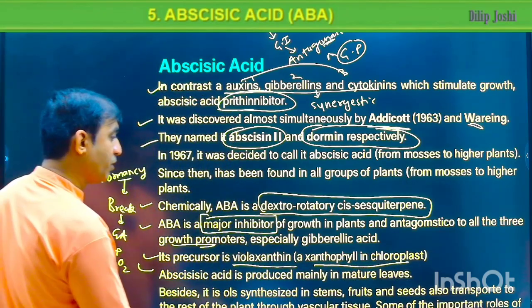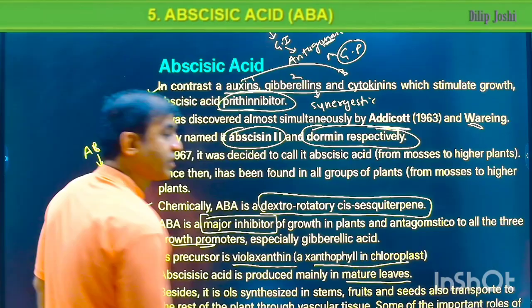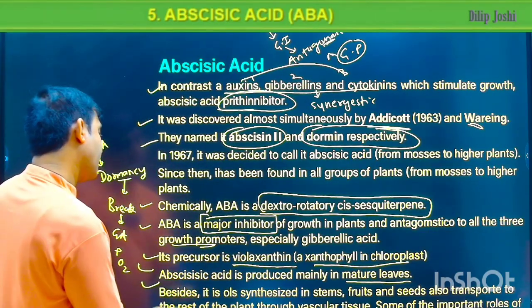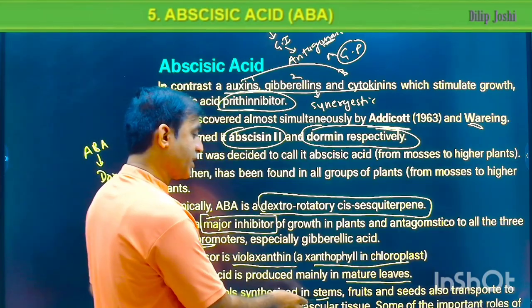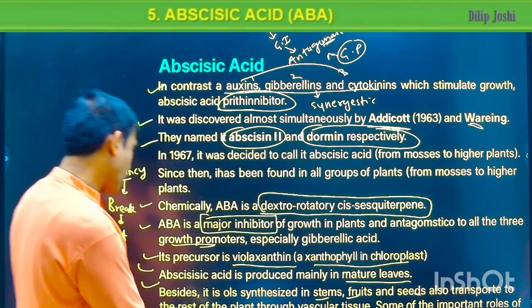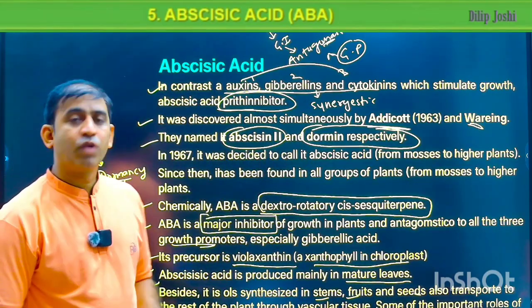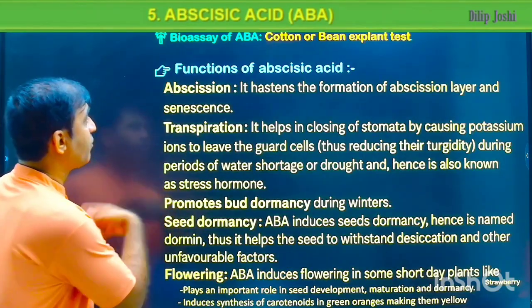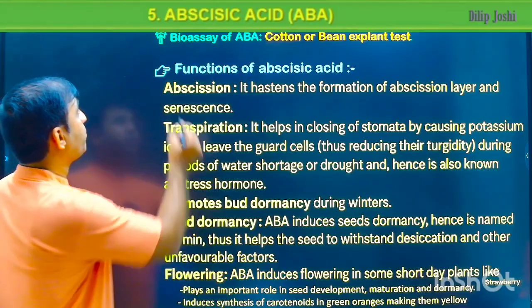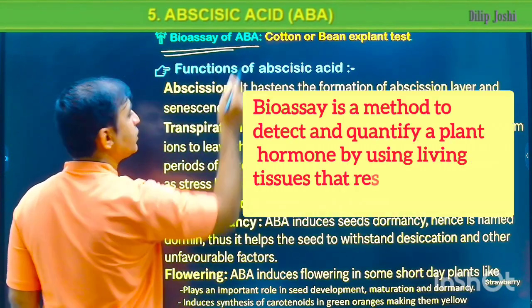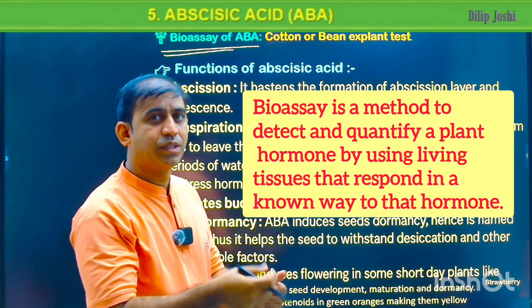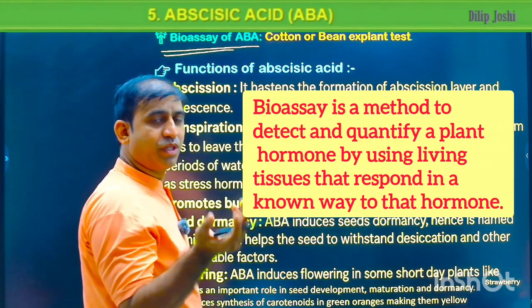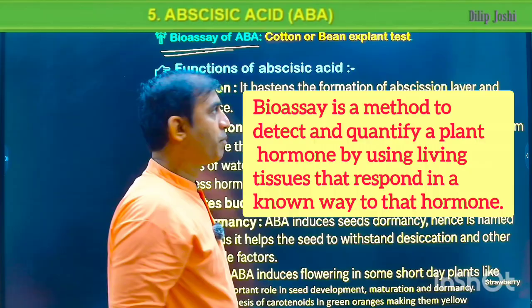Abscisic acid is produced mainly in the mature leaves. This is where the senescence is going to happen. Besides this, it is synthesized in the stem, fruit, seed, and also transported to the rest of the plant through the vascular tissue. Now we are going to discuss some of its important roles. If we see the biopsy of ABA, biopsy means where it is found and how it is extracted. Like during cancer, that biopsy is going to happen like that.